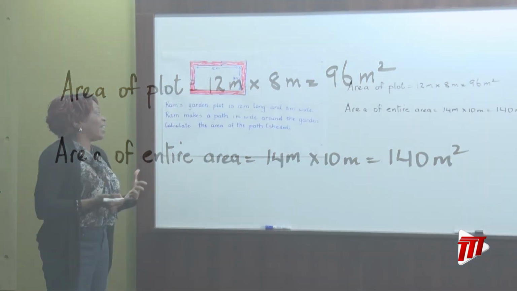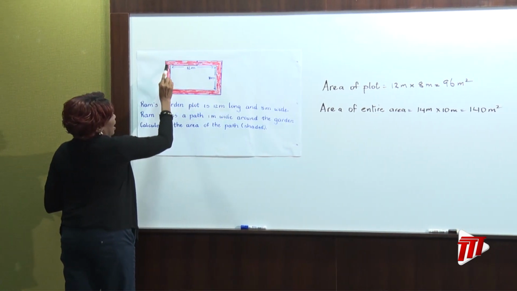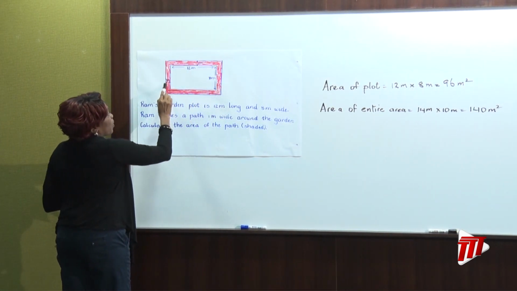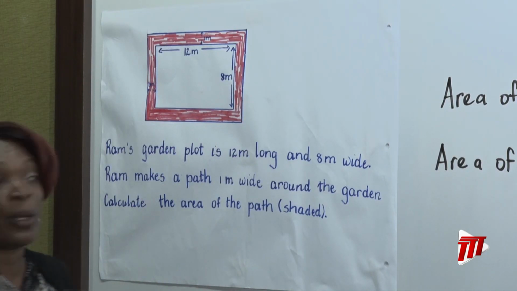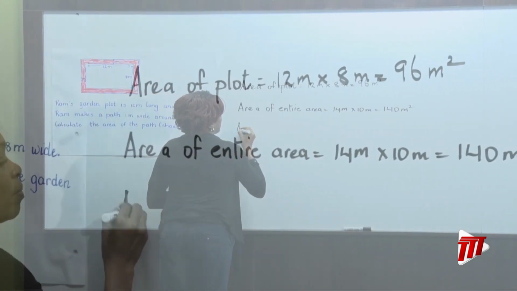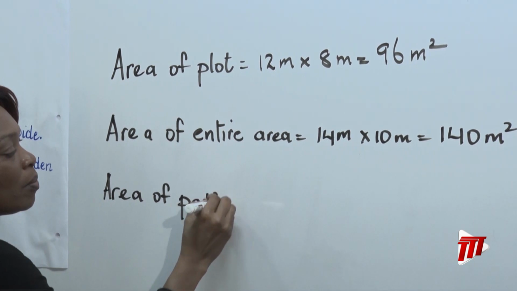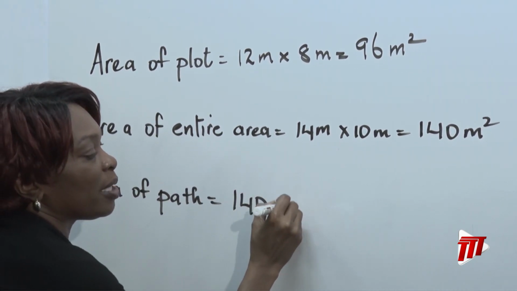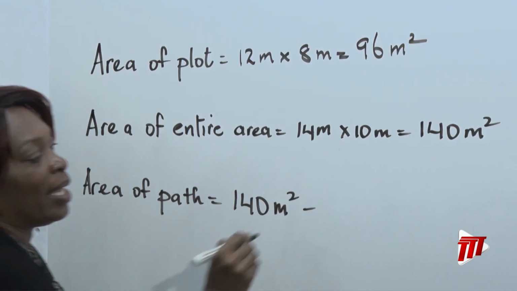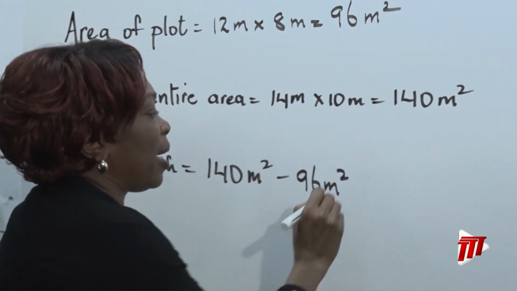Now we can find the area of the shaded path. Are you seeing that here? What are we going to do? We are going to subtract to find the area of the path. Are you seeing that, boys and girls? So we are going to say 140 meters squared, and we are going to take away 96 meters squared from that. Let's do that together now.